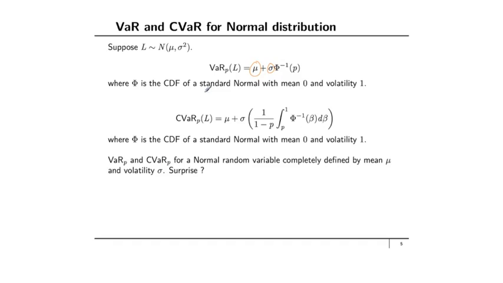The conditional value at risk of a normal random variable can be written in terms of the mean and the volatility. It's mu plus sigma times the integral of the inverse CDF over the tail going from P to 1, normalized by 1 over 1 minus P. The value at risk and the conditional value at risk of a normal random variable is completely defined in terms of the mean and the volatility. Should this be a surprise? You might want to pause and think for a moment.